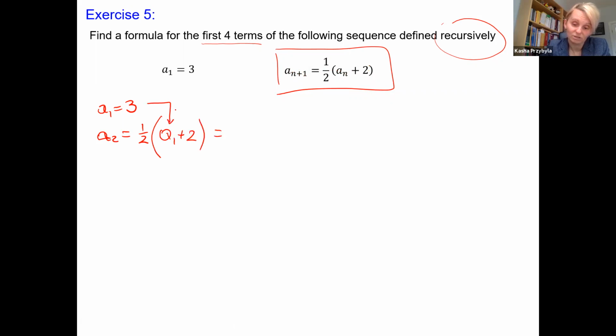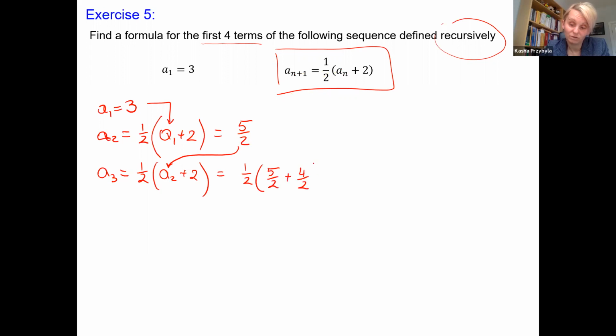That means I have to just substitute. And 3 plus 2 is 5/2. And let's get the third one, 1/2, and I have to substitute the second term. We can see if this is 3, this is always 1 less, n plus 1, n. And I will substitute. Okay, 1/2, 5/2 plus 4/2.